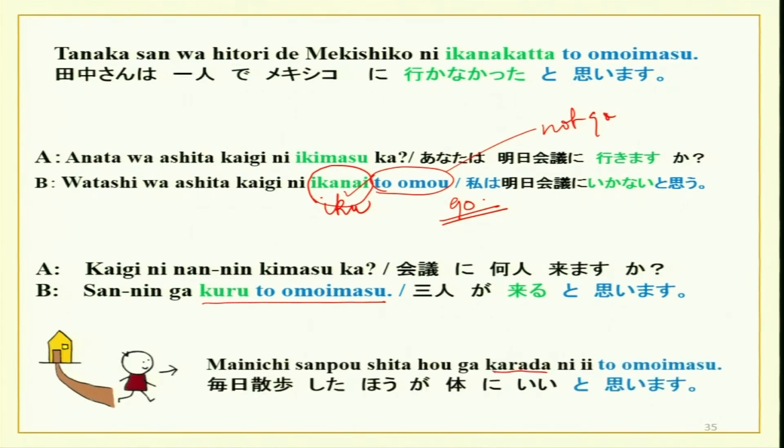Now, 毎日散歩した方が体にいいと思います。I think it's a very good thing to walk every day for the body. Karada is body and karada is a simple kanji. You know this is ki, which is tree. This is hon, which you have seen in Nihon. Now, all you need to do is put this over here.